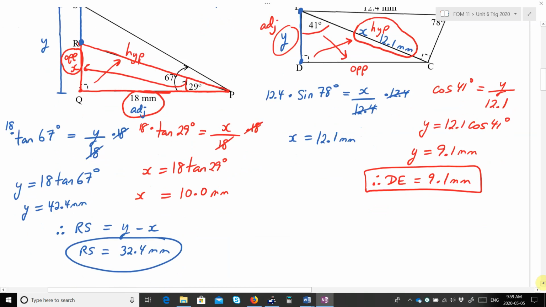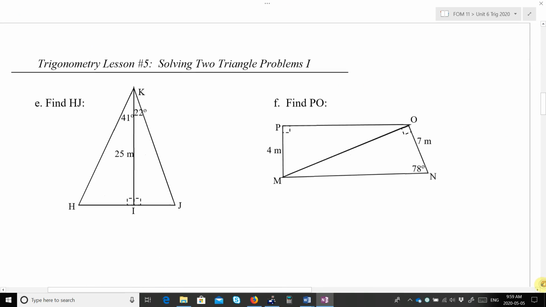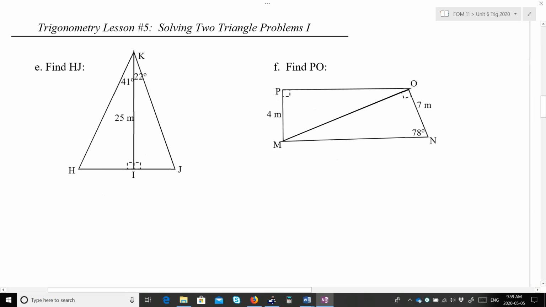All right, let's get on to letter E here, everybody. This one wants us to find HJ. HJ is made up of this small side here, let's call it X, and then from I to J, let's call it Y. So we'll find X and Y and then add them together.